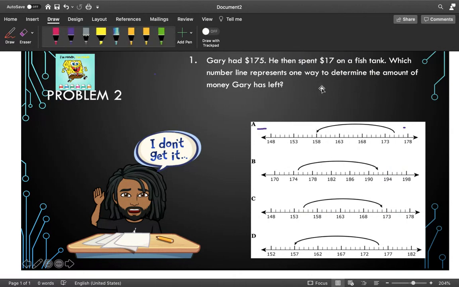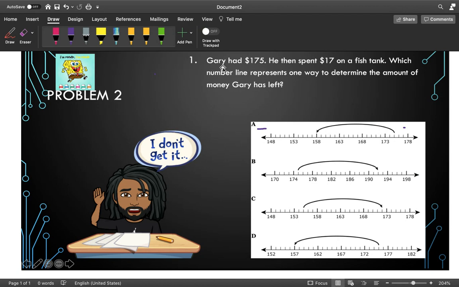All right, students, today, if you're here with me right now, that means you got problem two incorrect, but that's fine. We're going to work through this together. I'm going to guide you through this problem and we're going to break it down. We're going to find out what the correct answer is. All right, so first, let's read our problem.